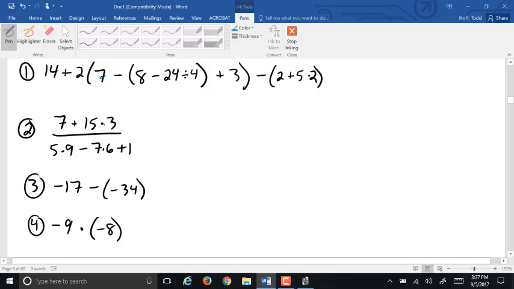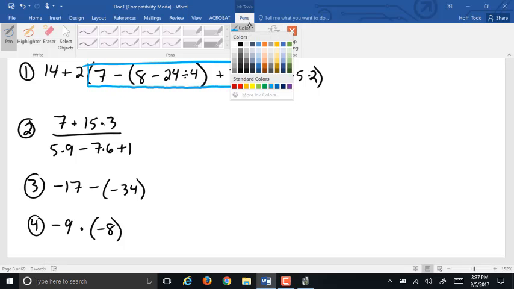So number one up here, we have the parentheses. So we're going to go left to right. So this is where we start. Where's its other end? Right there? Okay, so in there, what do we have to do first?